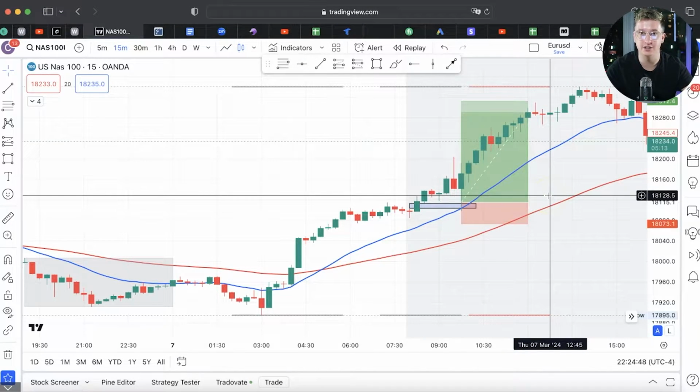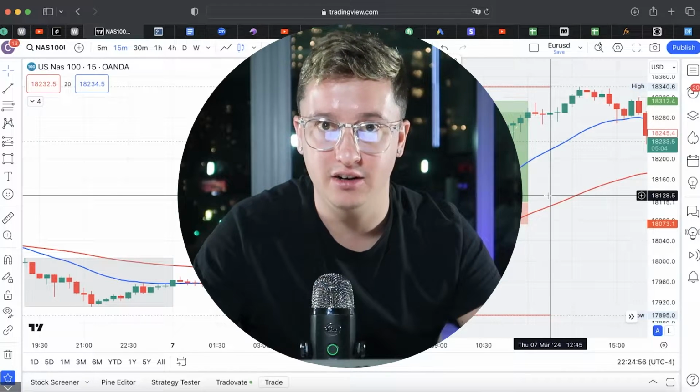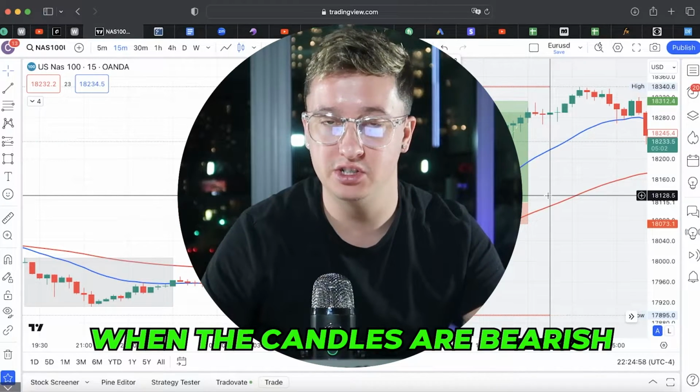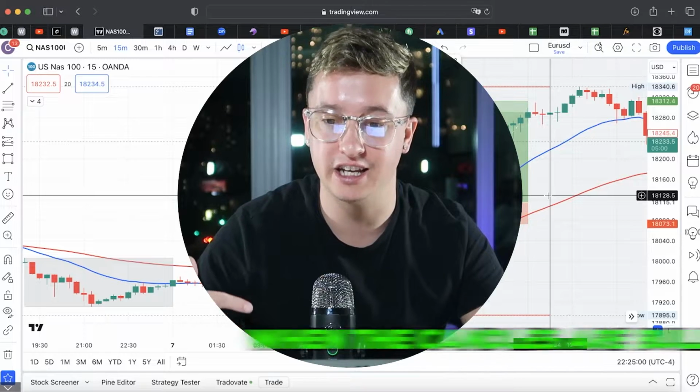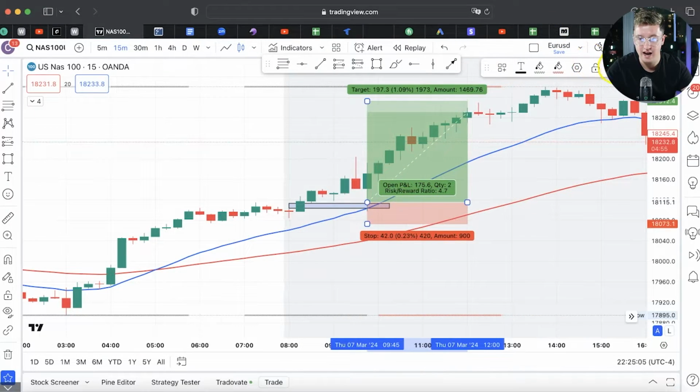When you are getting these entries, this is the way that I have been looking at my entries lately. I want to be buying when the candles are bearish, and I want to be selling when the candles are bullish. So a lot of traders, and this is right after the market open.